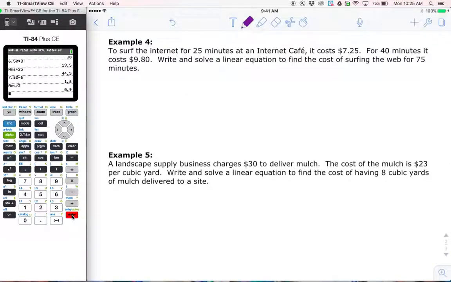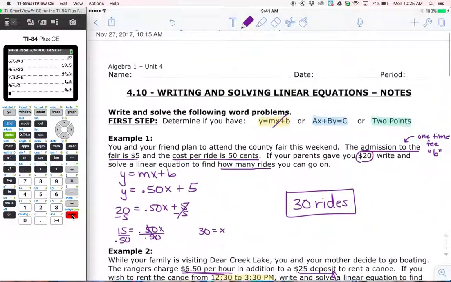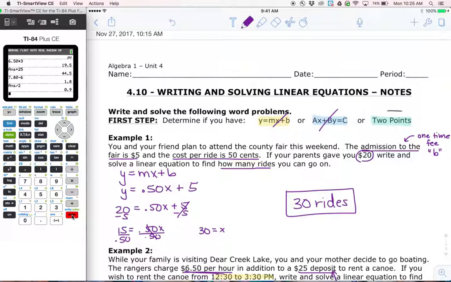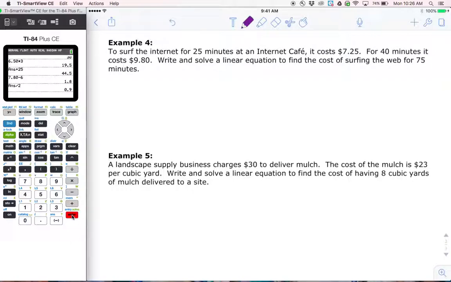Example 4. To surf the internet for 25 minutes at an internet cafe, it costs $7.25. For 40 minutes, it costs $9.80. So again, we're missing the one-time payment, so we're not going to do y equals mx plus b. And we're really not talking about 2 different things. We've been given 2 pieces of information, 2 data points. I can make a quick table for this. 25 minutes is costing me $7.25. 40 minutes is costing me $9.80, and I want to know what's going to be the cost for 75 minutes.